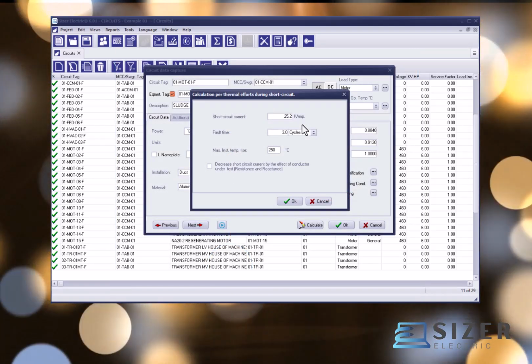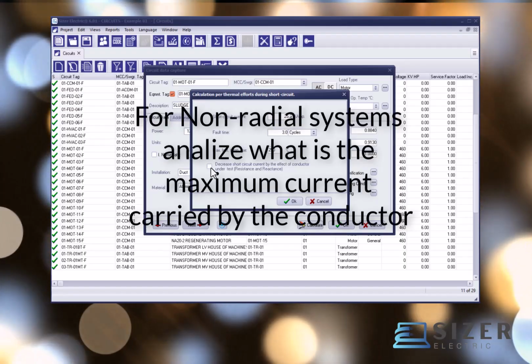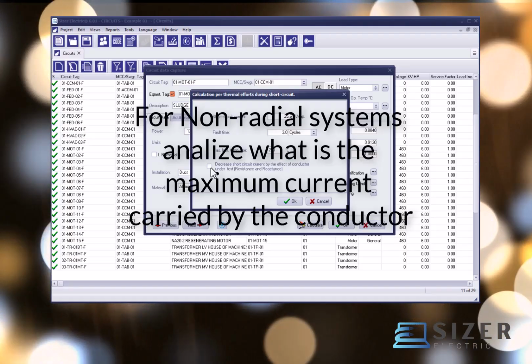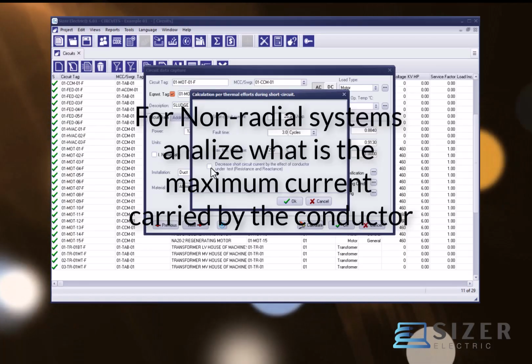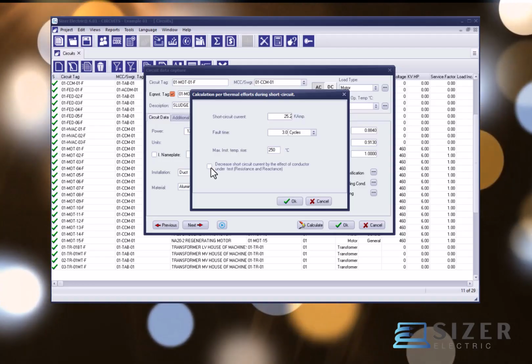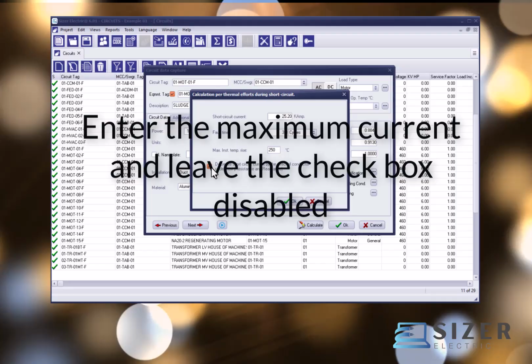However, in systems with tie breakers, multiple power sources, utility interconnections, or generators, it becomes critical that the entered fault current represents the maximum current flowing through the conductor under all fault scenarios. In such cases, it is recommended to enter the maximum fault current from the short circuit study and leave the checkbox to decrement the current inactive.